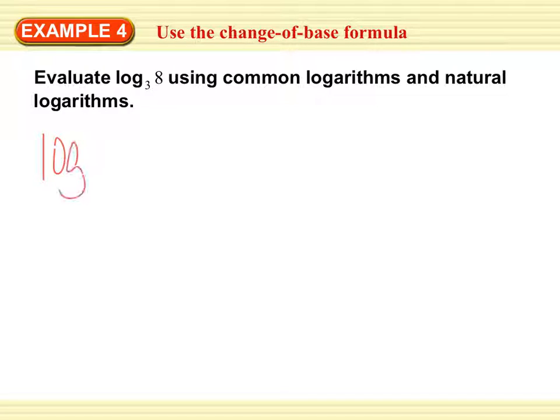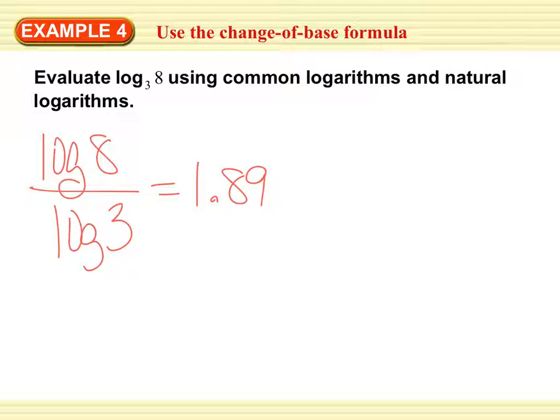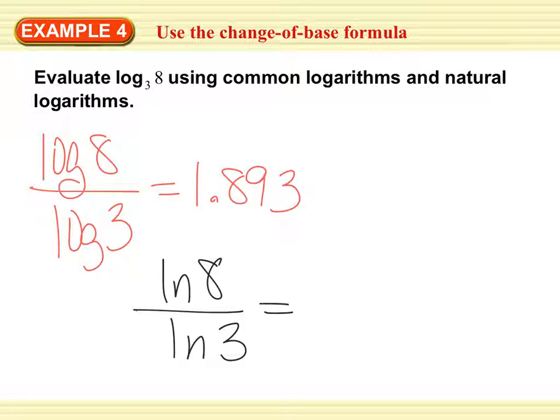So evaluate log base 3 of 8 using common logarithms and natural logarithms. I'm going to make that log base 10 of 8 divided by log base 10 of 3. And I can actually calculate that. I'm just going to pick up my calculator, log 8, close parentheses, divide by log 3. And I get 1.8927. I can also do natural log 8 over natural log 3. And sort of magically, I would get the same answer. Test it for yourself, it works out.